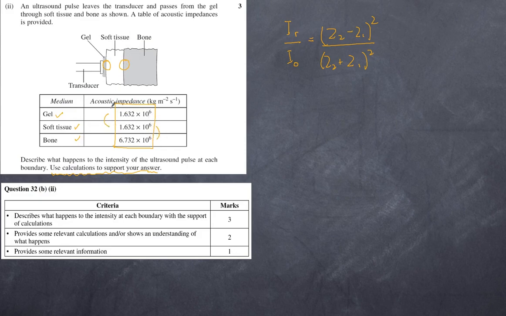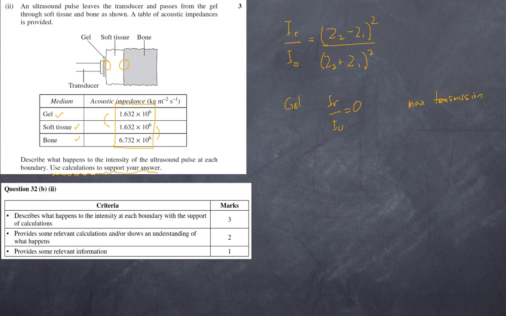Now the first thing you notice, of course, is that the acoustic impedance is identical for the gel and soft tissue. So you need to make a statement that there is no reflection at that boundary. Because when you do this calculation for the gel, then I_R over I naught clearly is going to be equal to 0. So you're going to get maximum transmission. Because if you get 0% reflection, you get 100% transmission. You need to make that point. So for example, if this is all you do, you've provided some relevant calculation, and you showed some understanding of what happens, this would get you a 2.